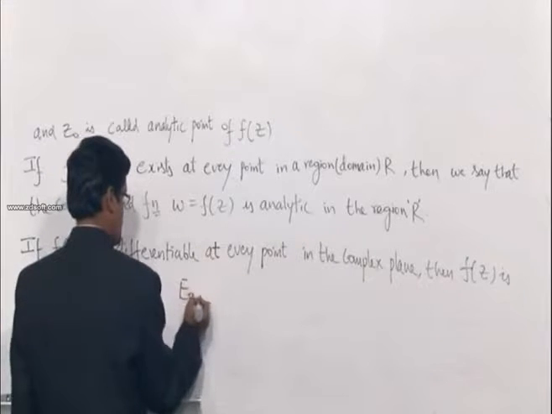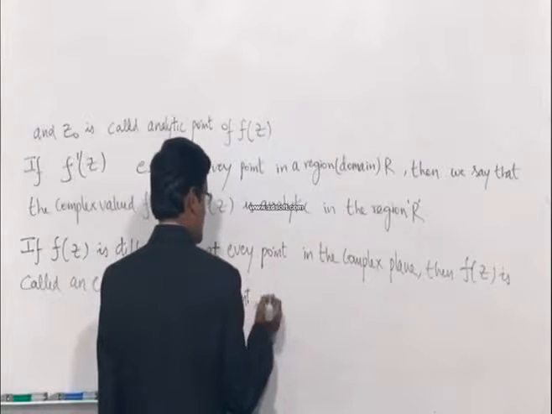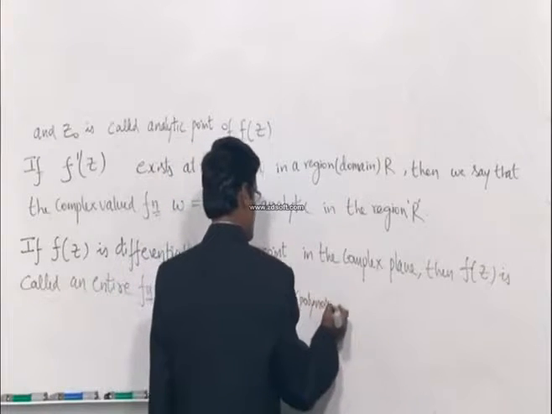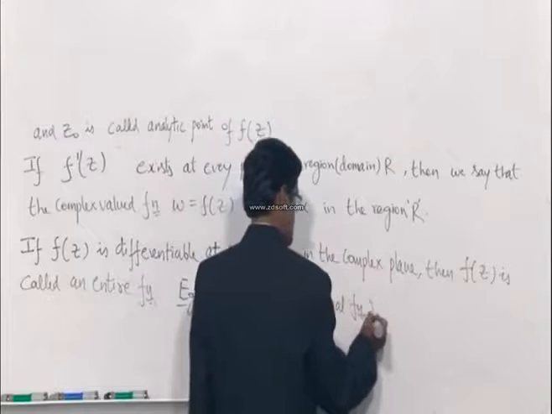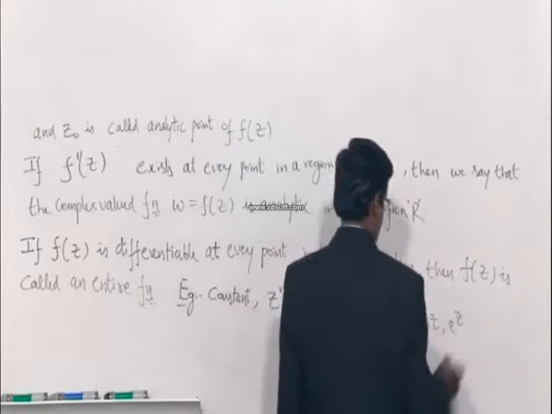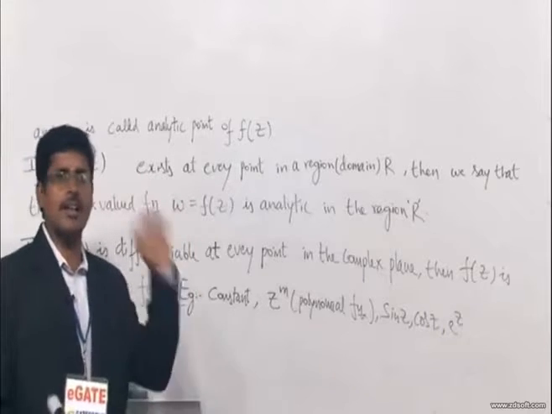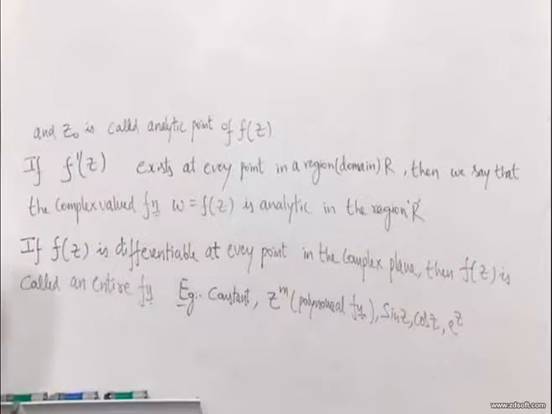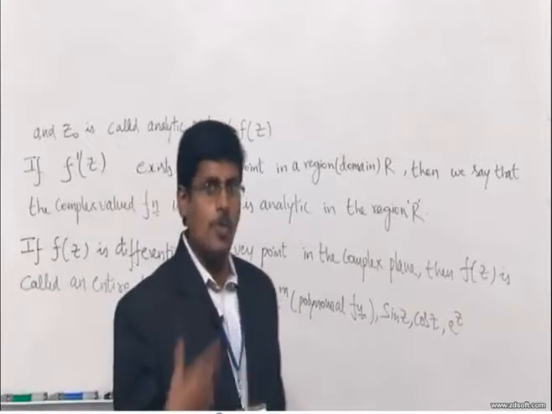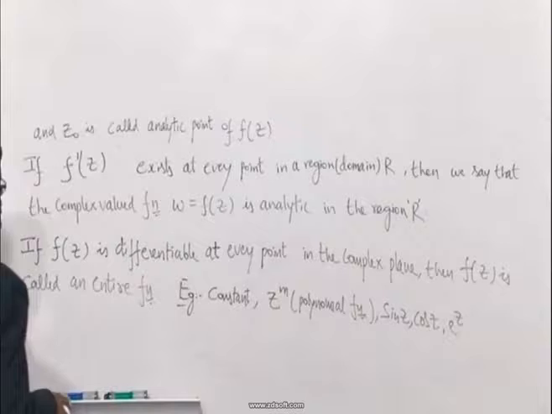Examples: constant, z power m polynomial function, sin z, cos z, e power z. So these functions are everywhere differentiable in the entire complex numbers, that is, the entire complex plane. And an analytic function is also called a regular function or holomorphic function. The synonyms of analytic function are holomorphic or regular function.